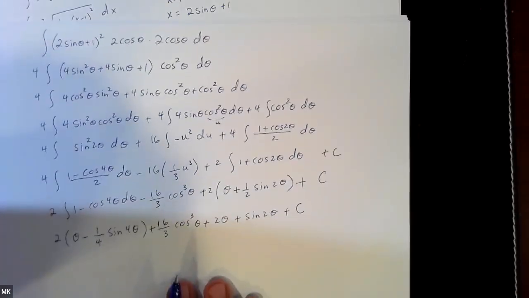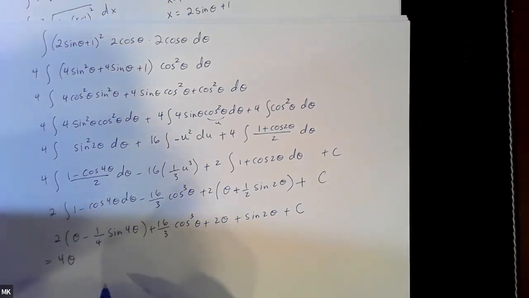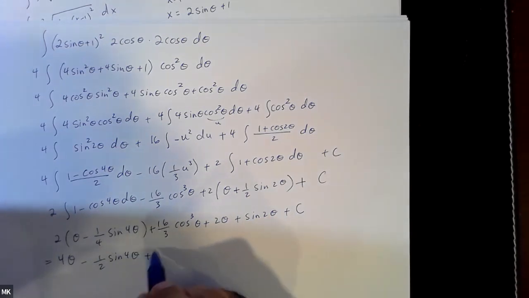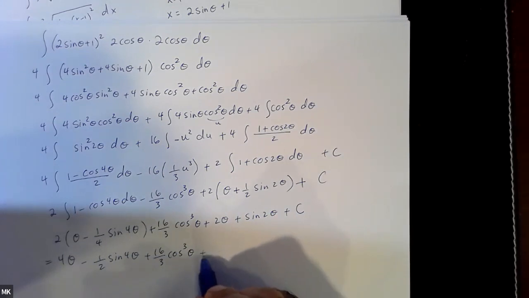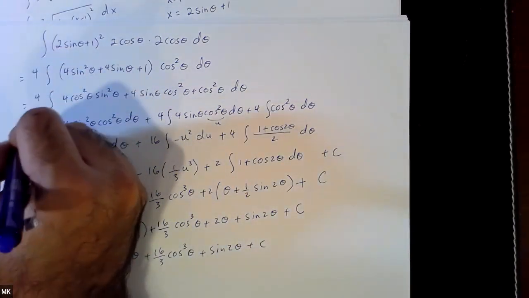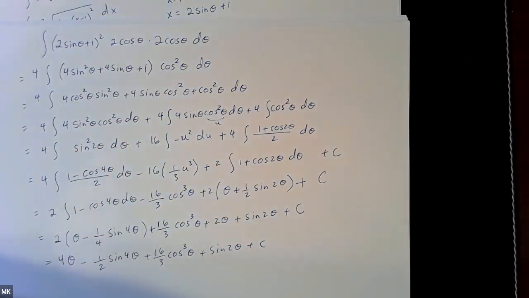Now this is it. And then now just clean it up. 2 theta and 2 theta is 4 theta. Minus 1/2 sine 4 theta, plus 16 thirds cosine cubed theta, plus sine 2 theta, plus c. Just to be clear, let's put the equal signs on all equal statements. Yeah, it was a journey, right? It was a journey. But it's doable.